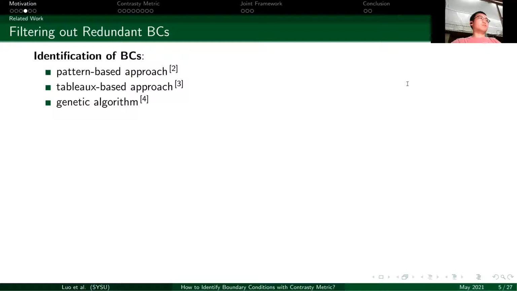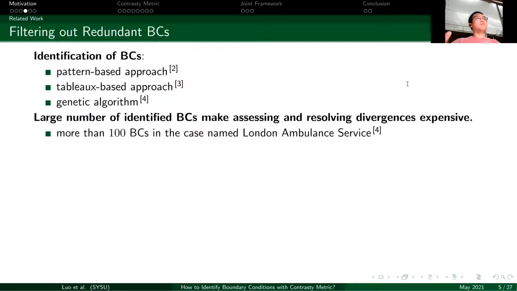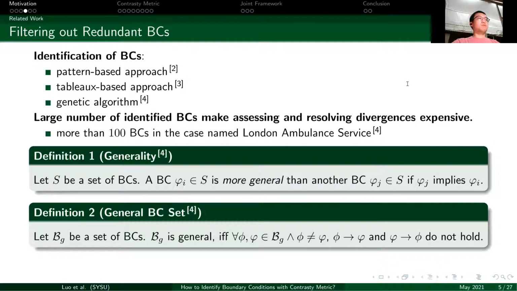With the introduction of the genetic algorithm, the effect of automatic BC identification has been greatly improved. We noticed that as the number of identified BCs increases, the assessment stage and the resolution stage become very expensive and even impractical. Therefore, in this paper, we focus on how to filter out redundant BCs.